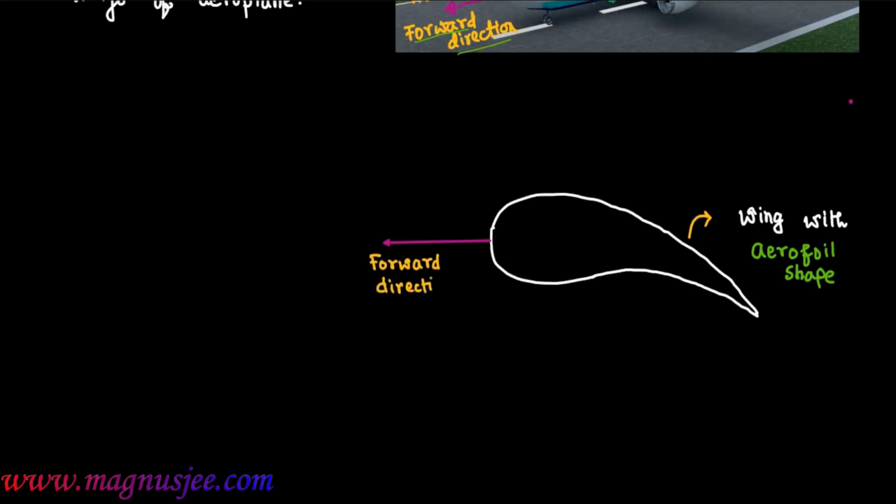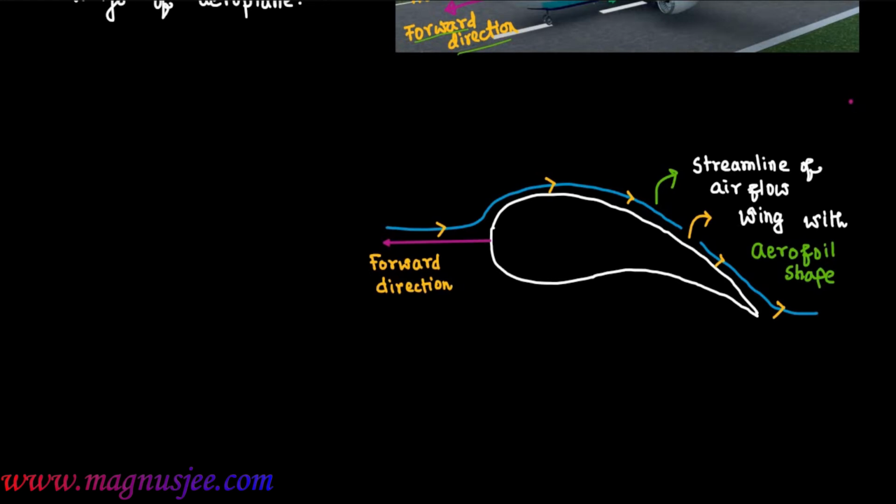This aeroplane wing is moving in the forward direction horizontally, and initially air will be flowing in the backward direction. So this is the streamline of air which is flowing tangentially and touching the upper surface of the airfoil. This is the streamline of air flow touching the upper surface of the aeroplane wing.